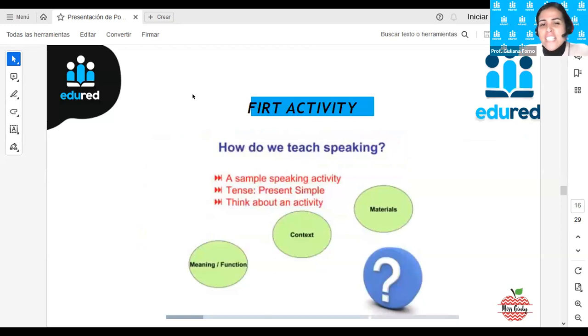Okay. The first activity that we're going to have today. How do we teach speaking? A sample of a speaking activity. You are going to write in the chat a sample of a speaking activity that you can think of right now. You need to use present tense. What activity do you think will be good for teaching speaking in present tense? Use the chat to give me an activity using present tense. Come on.